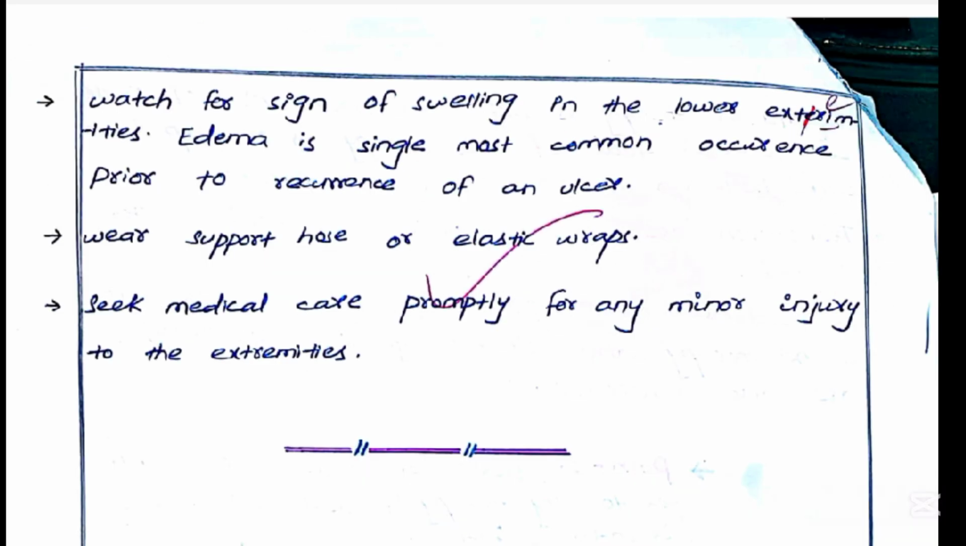Number 12 of the treatment points is to watch for signs of swelling in the lower extremities. Edema is the single most common occurrence prior to recurrence of an ulcer. Number 13: wear support hose or elastic wraps. Number 14: seek medical care promptly for any minor injury to the extremities.